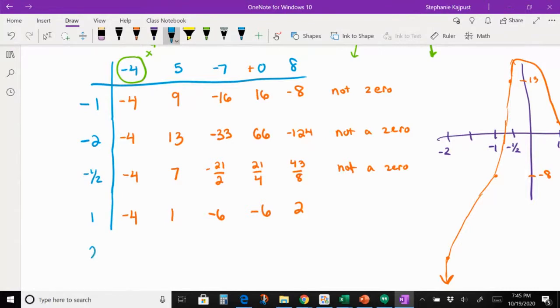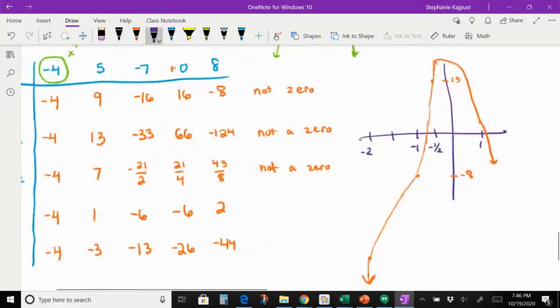Make sure I keep all my numbers. Okay, so now I'm going to do 2 times -4 plus 5. And it gives me -3. 2 times -3 is -6 plus -7, -13. Then we have 2 times negative 13 is negative 26 plus 0. And then 2 times negative 26, negative 52 plus 8. Okay, negative 44.